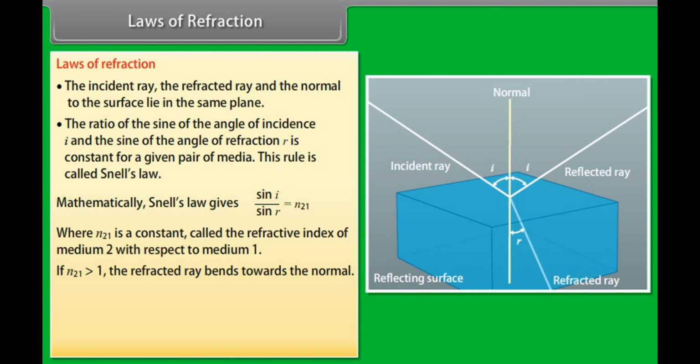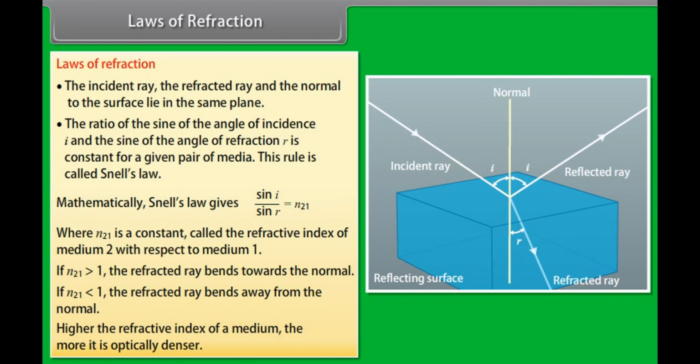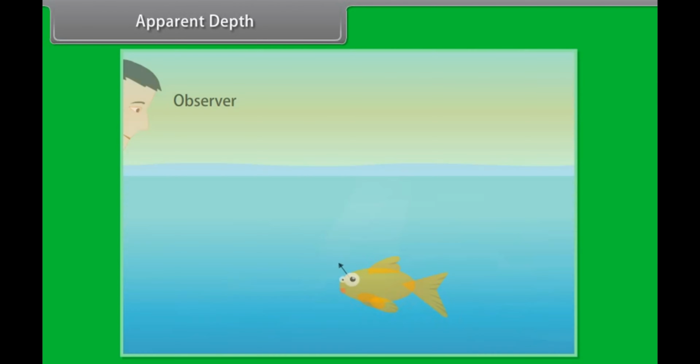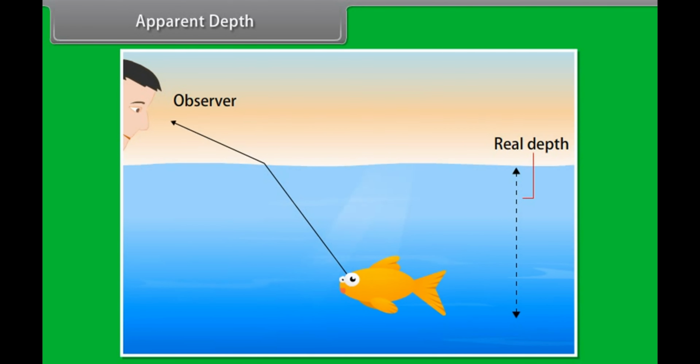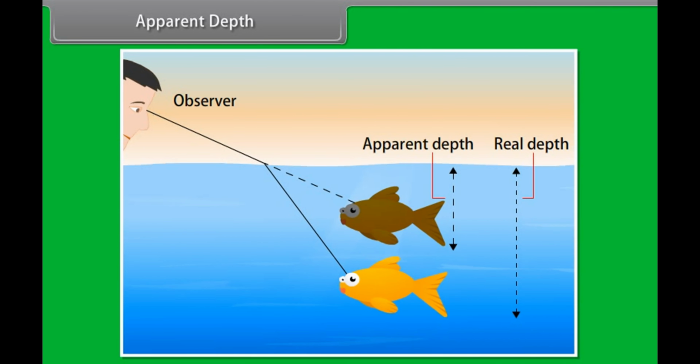If n21 is greater than 1, the refracted ray bends towards the normal. If n21 is less than 1, the refracted ray bends away from the normal. The higher the refractive index of a medium, the more optically denser it is. Apparent depth. Due to refraction, an object in another medium, say in water, appears to be raised.